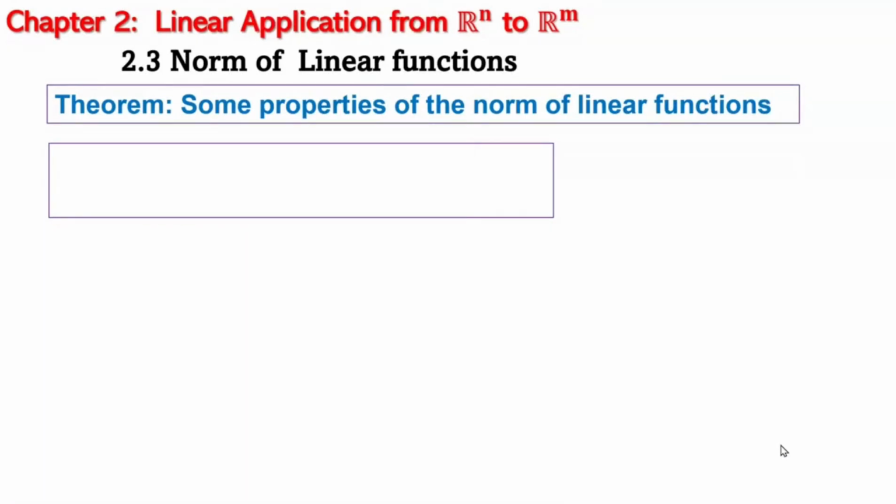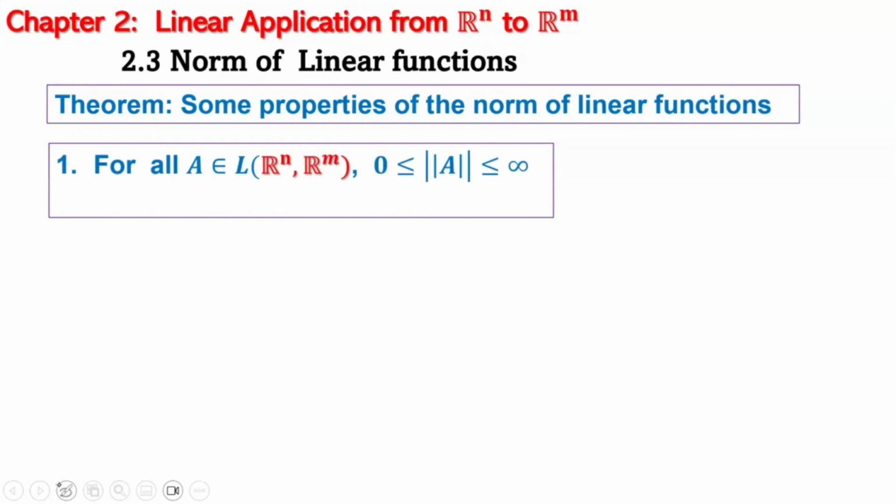Welcome to the second part of chapter 2, module 2, where we are going to discuss some properties of the norm of a linear function. The first property is that for all A belonging to L(Rn, Rm), the norm is from 0 to infinity. Positivity is well understood, but it will also go to infinity because the definition contains the supremum.